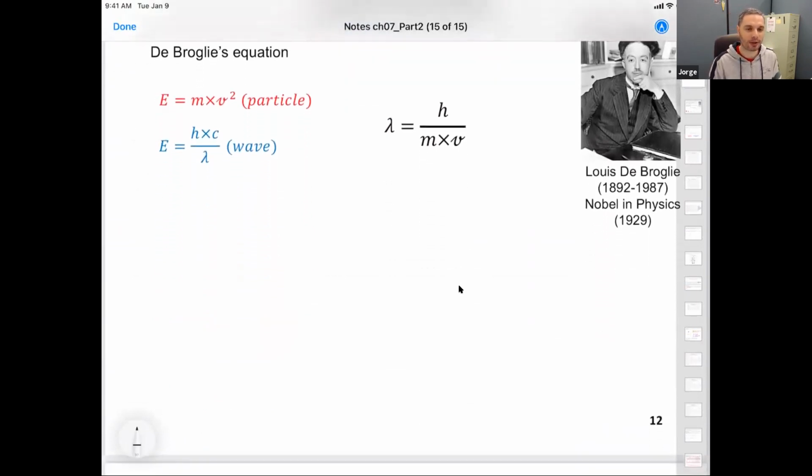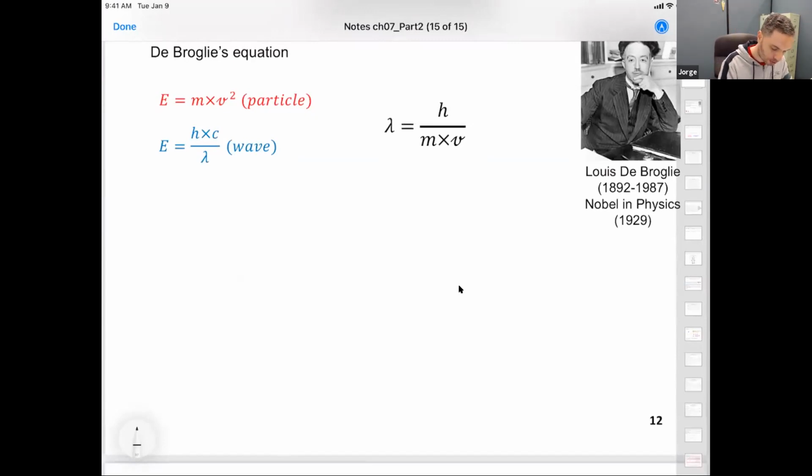If we combine the energy of a body given by the Einstein equation, mc squared, and Planck's equation for the energy of a wave, E equals Planck's constant times the speed of light divided by wavelength, we get to the de Broglie equation. The de Broglie equation describes the wave-particle duality of any body that moves.